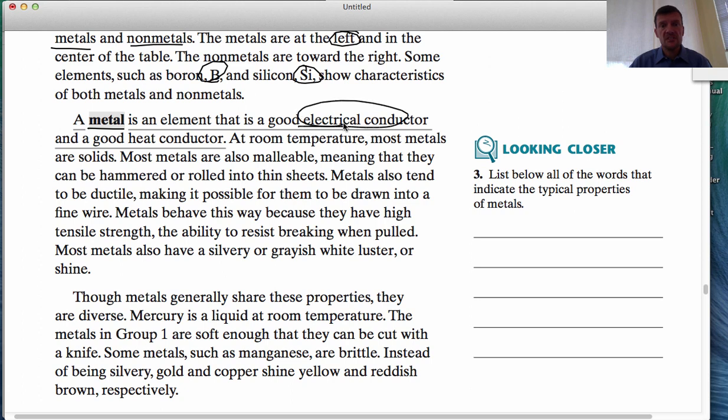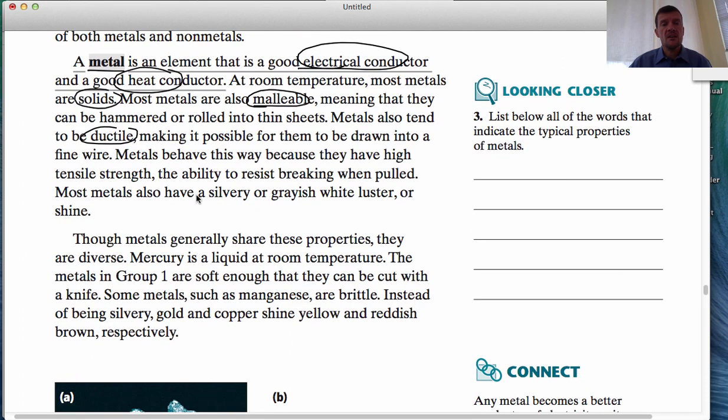They conduct electricity, they conduct heat, they are mostly solids at room temperature. Mercury, for example, would be an exception. Mercury is actually a liquid at room temperature. Most of the metals are malleable, meaning that you can bend them, shape them, flatten them, pound them into sheets, okay? And they're also ductile. So ductile means that you can stretch them, pull them, make them into wires, like copper wires. All right?